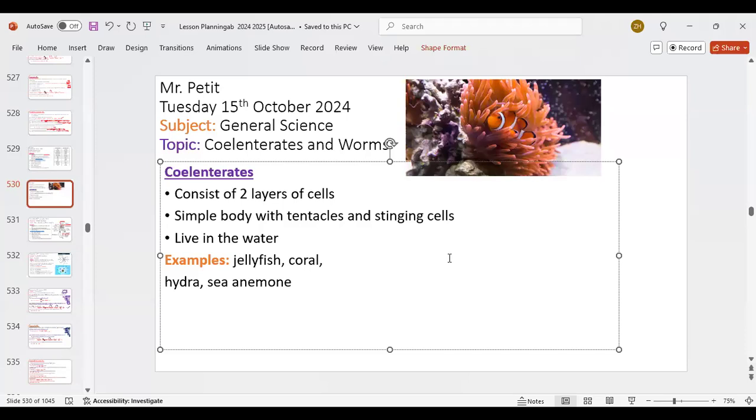All right, next we get into the worms, and we have specific types of worms. Let's start off with the roundworms.